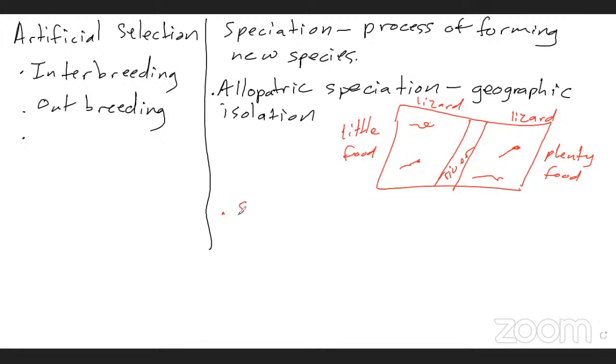All right, so sympatric speciation. With allopatric, it's geographic speciation, right? With sympatric, it's something that prevents them or isolates them in a reproductive sense. Right? So let me show you this.